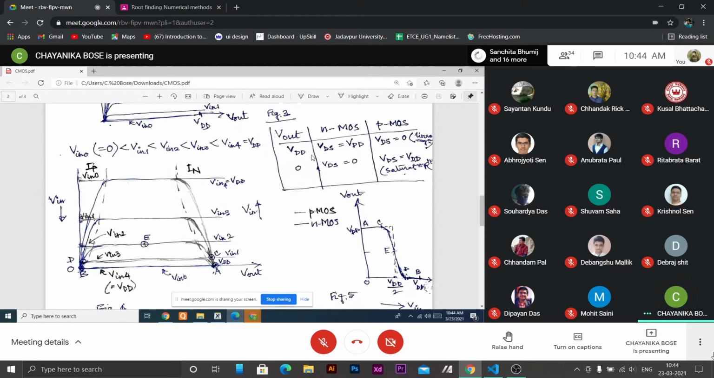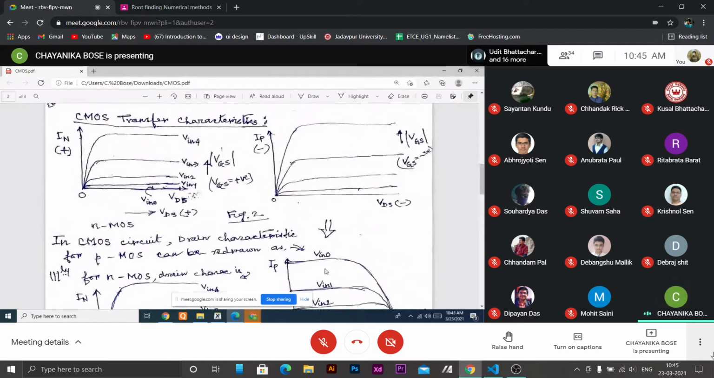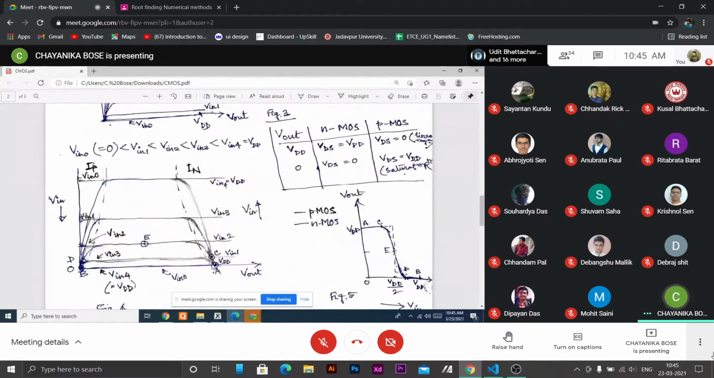Now for V out VDD, the PMOS drain to source voltage is 0, because the output is VDD and the PMOS source is connected to VDD, so VDS is 0, meaning small. So the linear region of PMOS will appear when our output voltage is VDD. Our output voltage is VDD here, this point is VDD. So the drain characteristics of PMOS will be drawn here. At V out equal to VDD, the linear region of PMOS appears, and it will extend into the saturation condition.